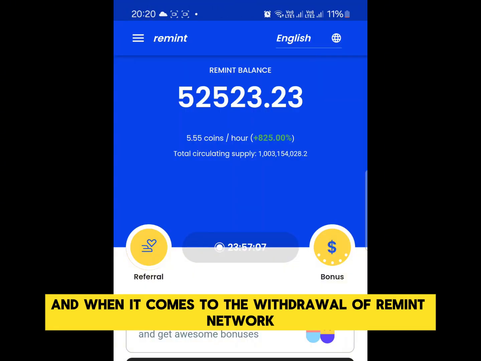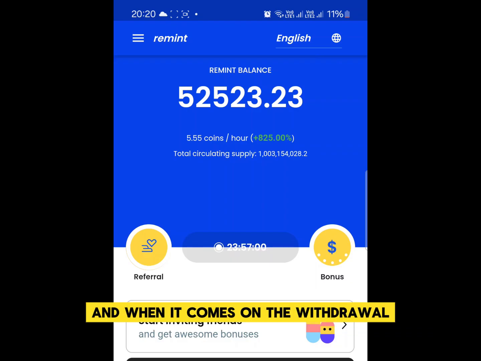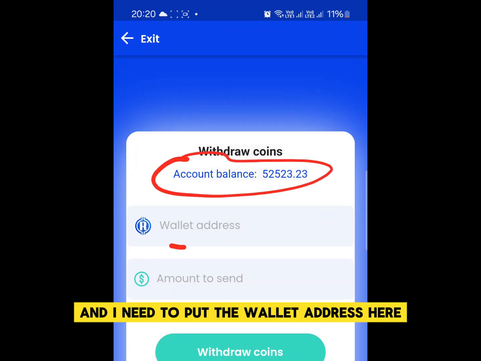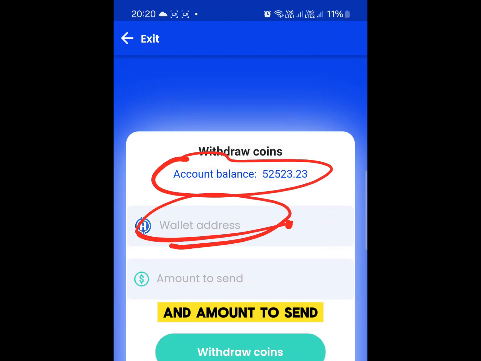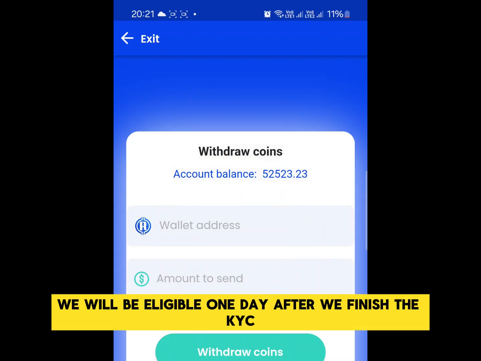And when it comes to the withdrawal of Remint network, we have mined a lot of Remint token on this app, and when it comes to the withdrawal, this is the wallet section here. I have collected this much amount and I need to put the wallet address here and the amount to send, how much I want to send to the wallet. We will be eligible only after we finish the KYC.